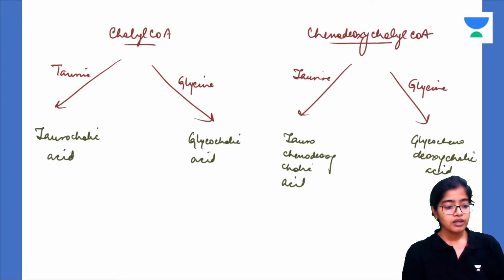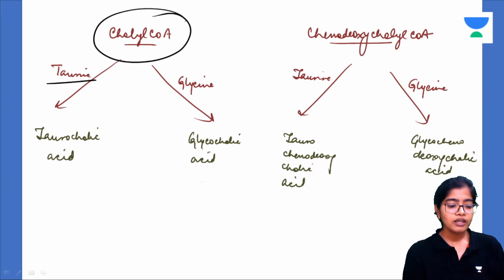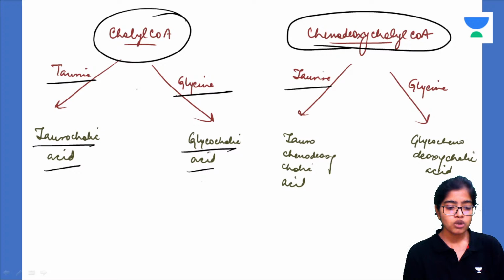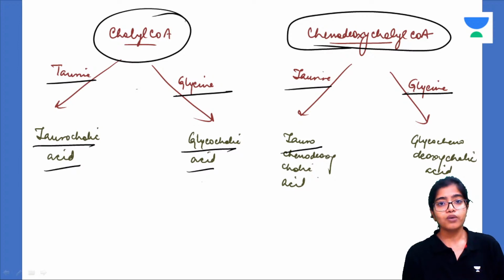Okay, this choline CoA will combine with taurine and glycine. These are amino acids, taurine and glycine, to form taurocholic acid and glycocholic acid. Again, chenodeoxycholine CoA will combine with taurine and glycine to form taurochenodeoxycholic acid and glycochenodeoxycholic acid.